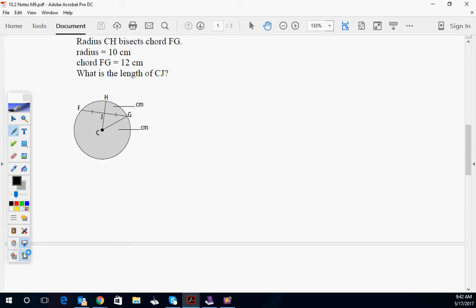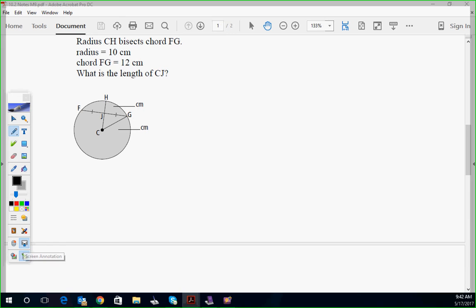All right, so radius CH bisects chord FG. So we got that information again. We know this is a right angle. Chord FG is 12, so that means 6 and 6. What's the length of CJ? So we know the radius is 10.